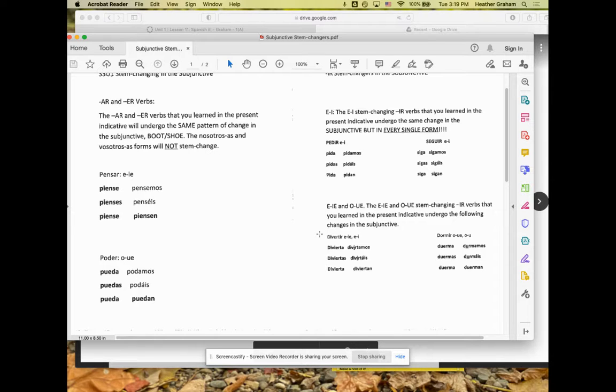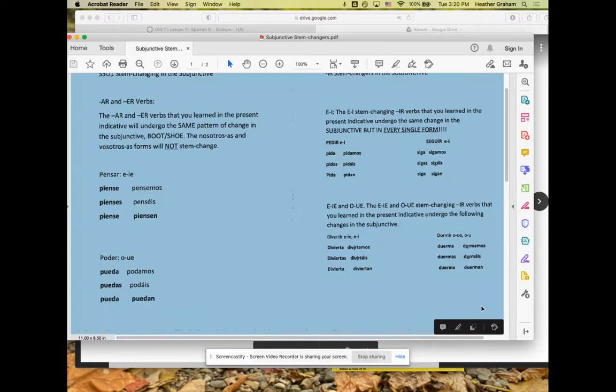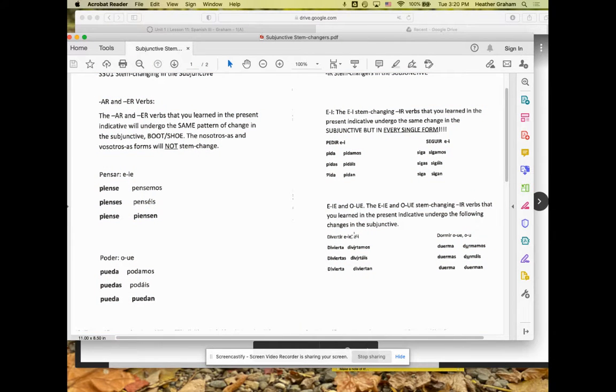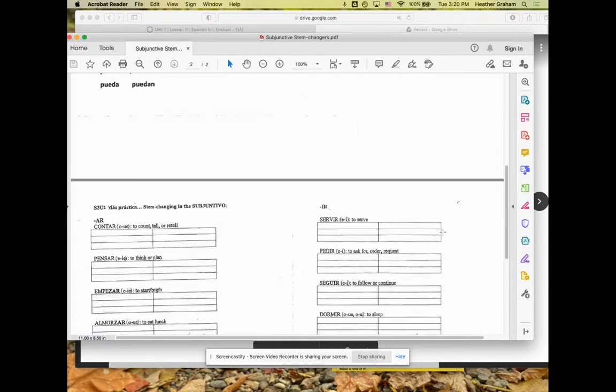Okay, so sorry, that was a school announcement. So these ones out here are outside the boot. Okay, these two right here. Those are outside the boot, which means they are only doing E to I and O to U, the second stem change. So I would say fill out your charts.